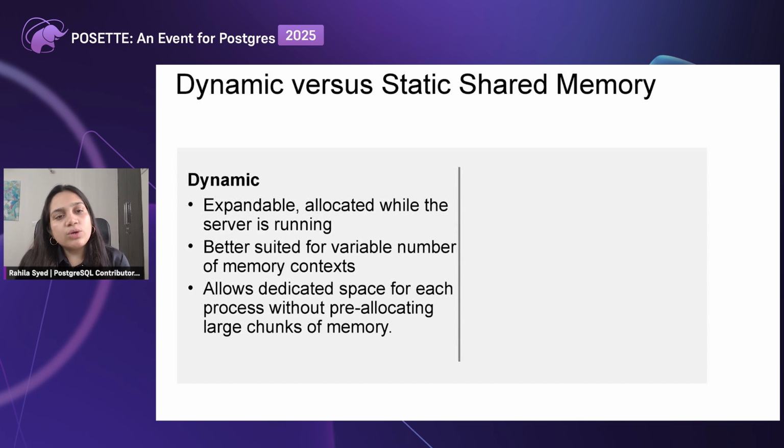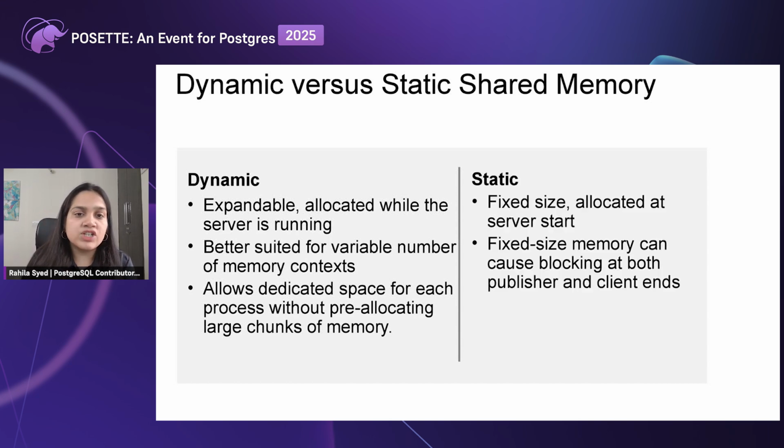So let's briefly look into why dynamic and not static shared memory. Dynamic shared memory is expandable. It can be allocated while the server is running. And also, if we use dynamic shared memory, we can have a dedicated space for each process without pre-allocating large chunks of memory, which we would have had to do in case of static shared memory.